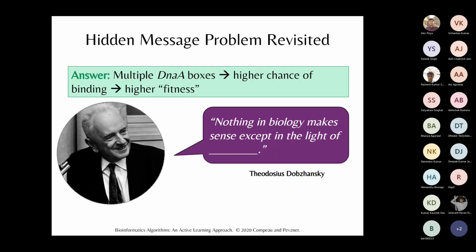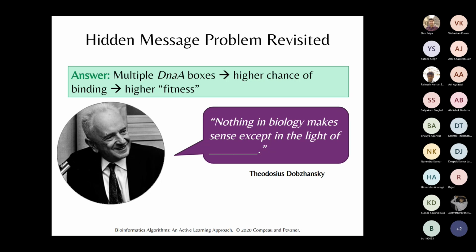So this is actually what happens. Multiple DNA boxes give a higher chance of binding and give higher fitness to the organisms which have more DNA boxes. And this sort of confirms the only theory in biology, which is: nothing in biology makes sense except in the light of... Can somebody fill in the blank here? Evolution. Evolution, right?